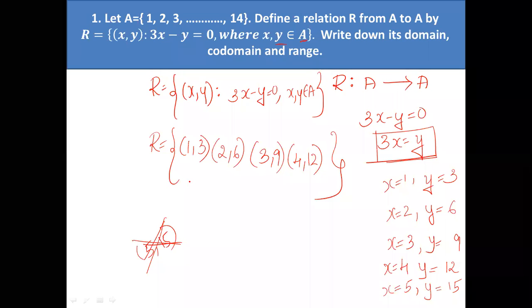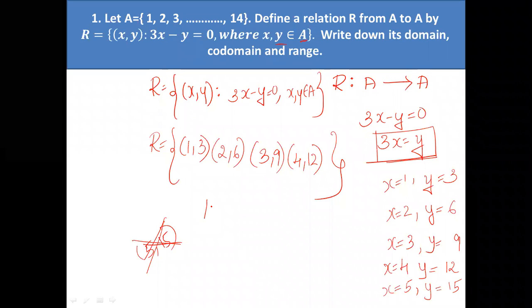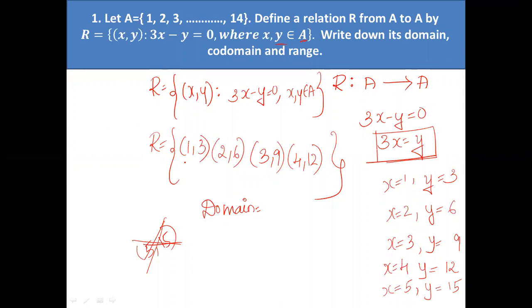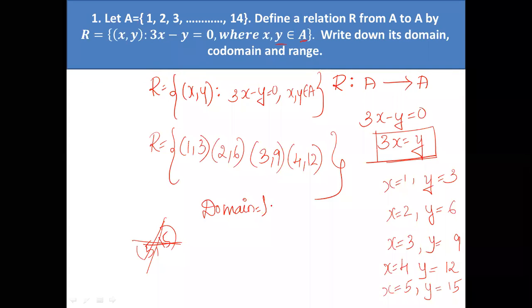Now you tell me, what is the domain? What is the domain, students? It is 1, 2, set. What do you mean by domain? Set of all first elements in the ordered pair. So it is 1, 2, 3, 4.